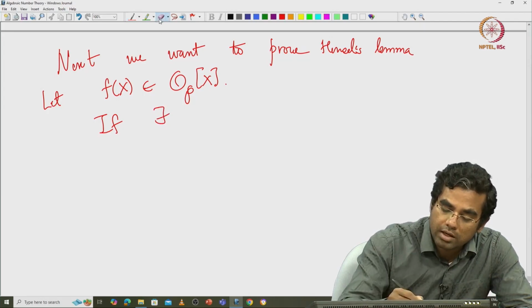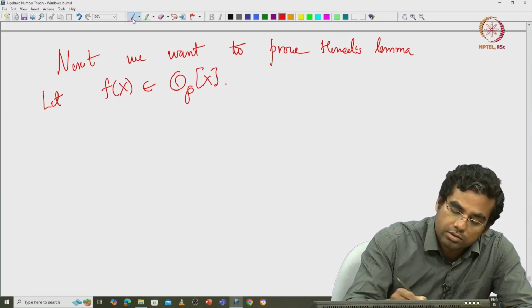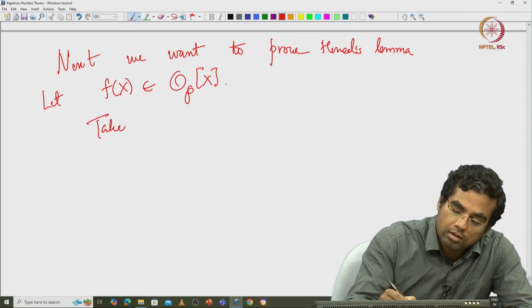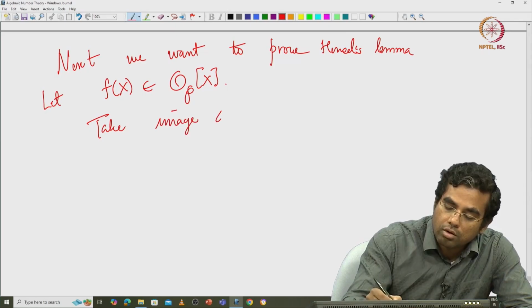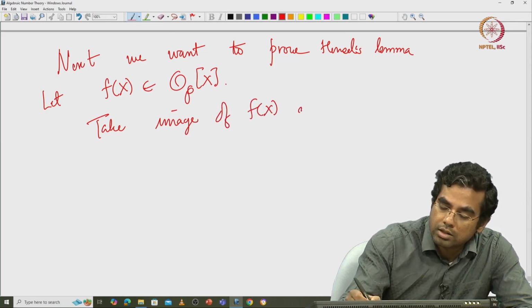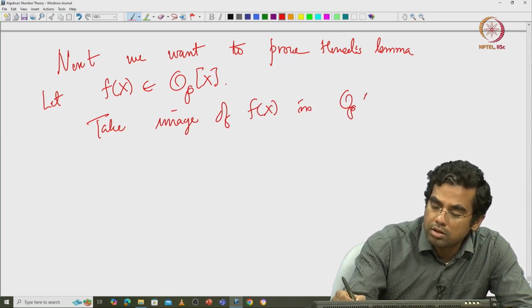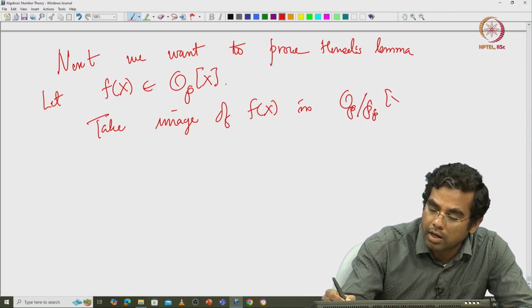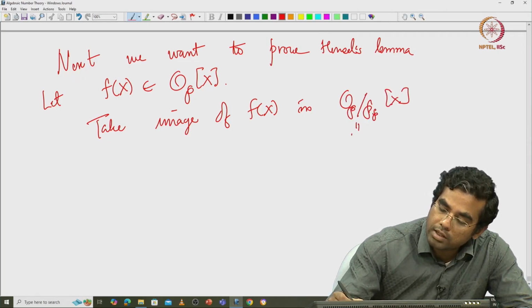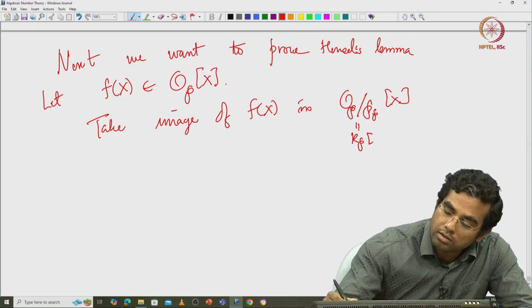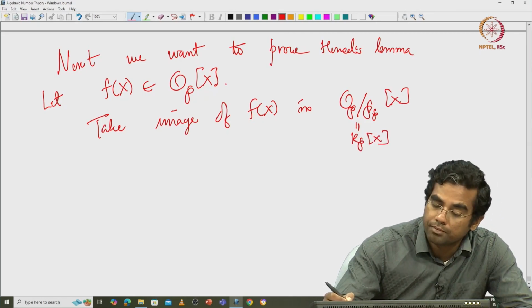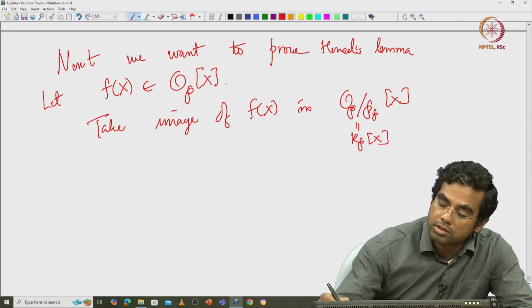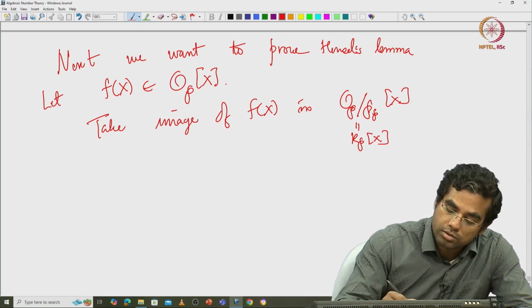So, what I can do is consider the image of f of x in O_p mod p, which is k_p, because this is canonically O_p mod p. Call this image f bar.